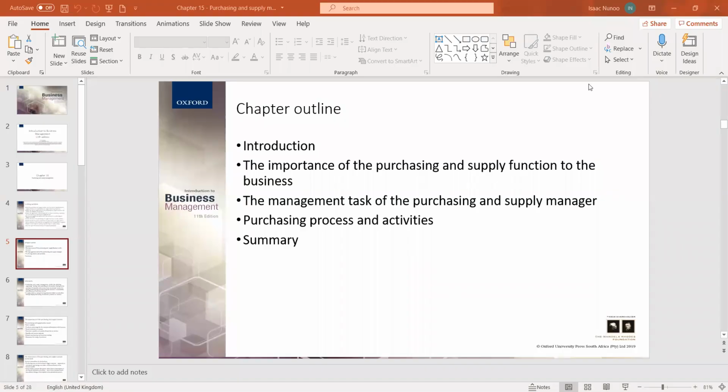This presentation is going to be brief as I start with the introduction, the importance of the purchasing and supply function to the business, the market task of purchasing and supply manager, purchasing process and activities.